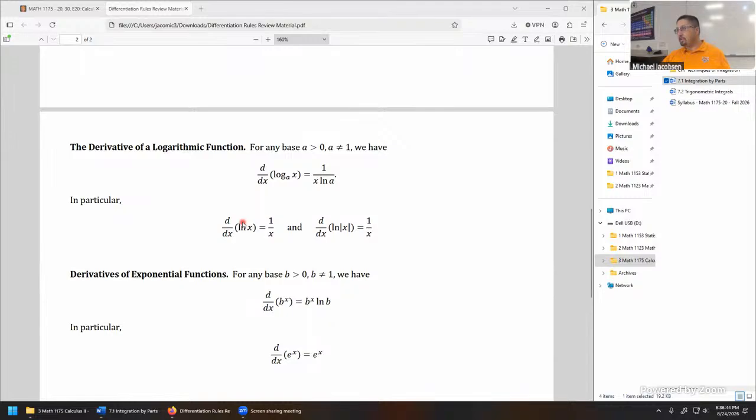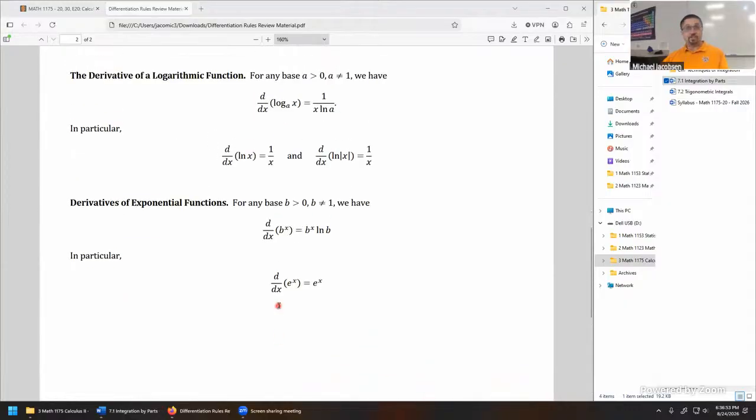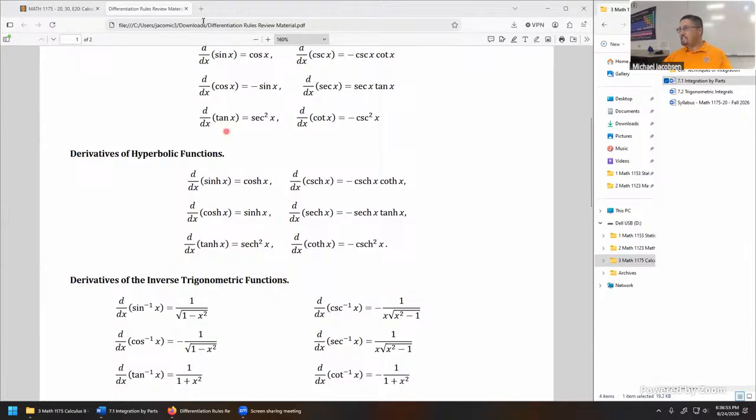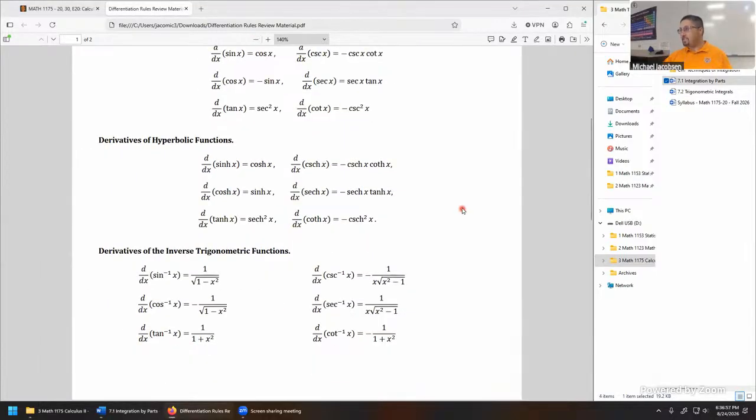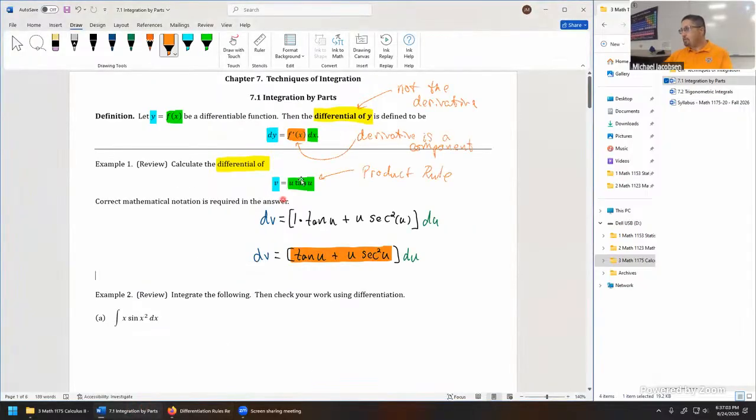Keep on scrolling. The logarithmic function derivatives are here, exponential functions, generic exponential functions, and that's the end of these notes. But it's really these tables right here where I would emphasize you really want to have these just ready to go in the back of your mind. And that's where we used it. We just have to know the derivative of tangent comes out as a secant squared.